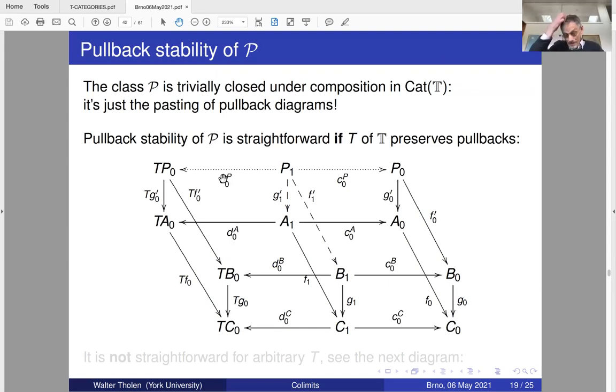Well, that is easy if you assume that T, the endofunctor of the monad, preserves pullbacks. So how would you do that in this case? You have two maps, F and G.